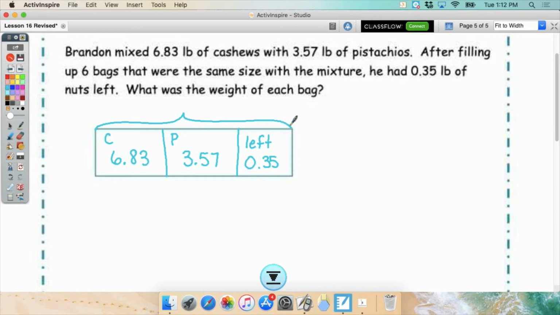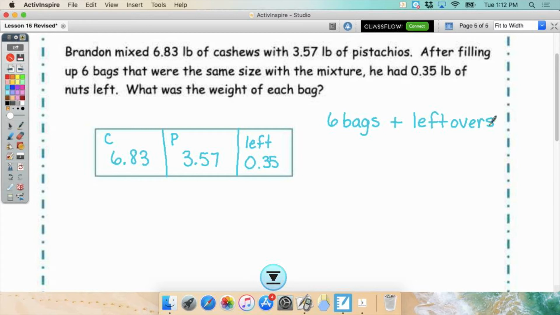Don't write that. Did you hear me say at first when I looked at this? At first when I looked at this, I thought, we've got to add it all up. But then I looked at it like this. So I've got 6 bags, right? Plus my leftovers. You agree? 6 bags plus my leftovers.